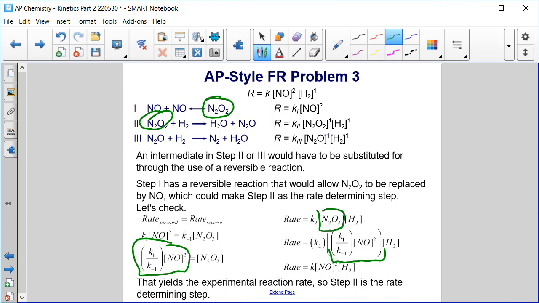Okay, so what I end up with is a ratio of K values, which we can rewrite as just the overall K for the reaction, times the concentration of NO squared times the concentration of H2. And that yields the experimental reaction rate. So step 2 is the rate determining step. This is the one that we would call the slow step.